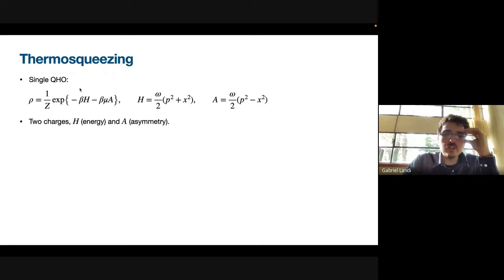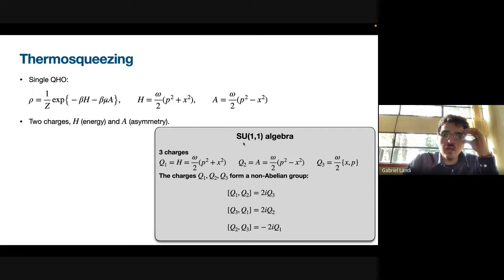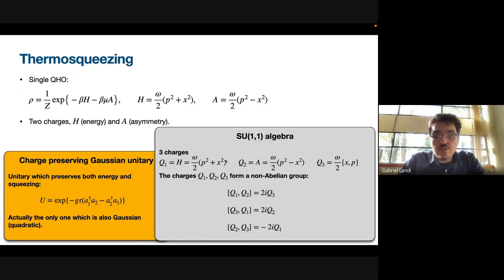Okay, so now going back to squeezing, a nice feature about this squeezed state is that these operators satisfy an SU(1,1) algebra. So you actually have three charges. You have the Hamiltonian, this A operator, and you can also have another one, which is the anti-commutator of X and P. And these satisfy an SU(1,1) algebra. So they form a non-abelian group, hence the name, non-abelian transport, right? For simplicity, we're just going to focus on two of them, but we could also focus on all three. That would also be a possibility.